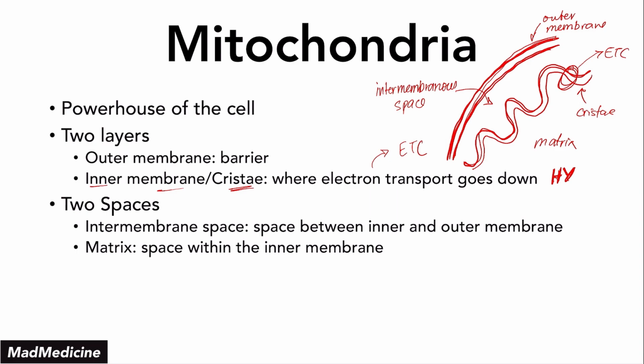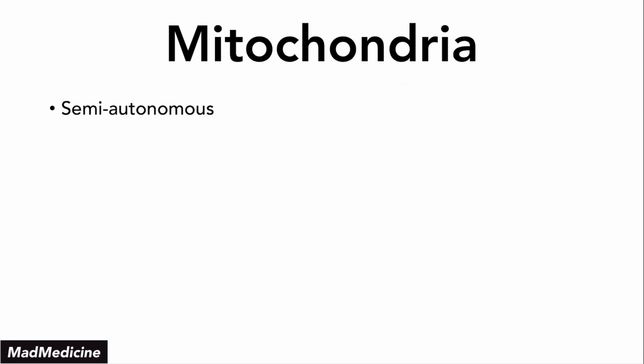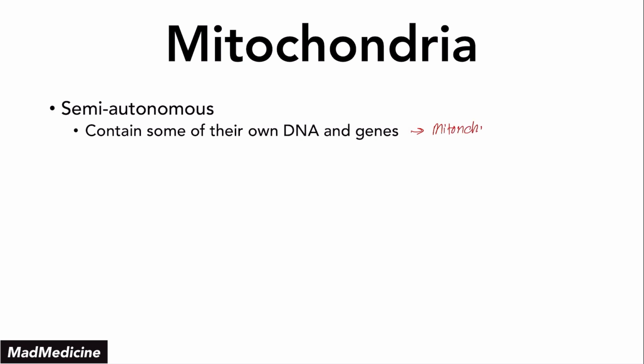All right, so we've talked about now essentially what the mitochondria looks like. One thing you need to understand about the mitochondria is that the mitochondria is semi-autonomous. They actually contain some of their own DNA and genes themselves, and these are called your mitochondrial DNA. Very important. And they also replicate independently of the nucleus because of binary fission.